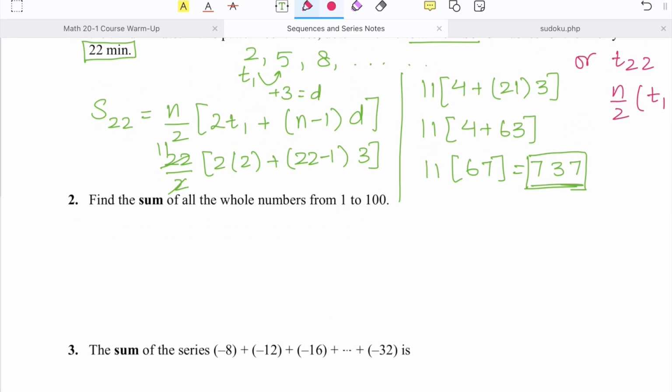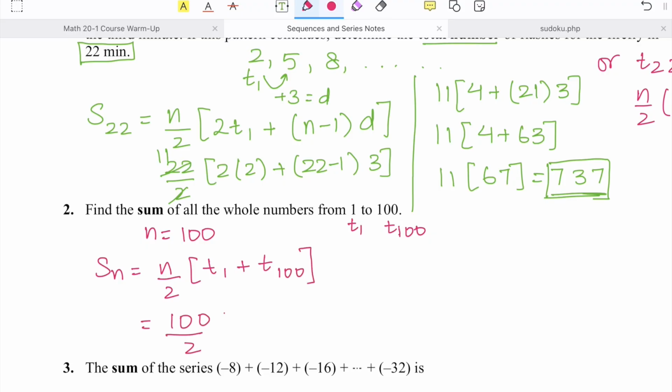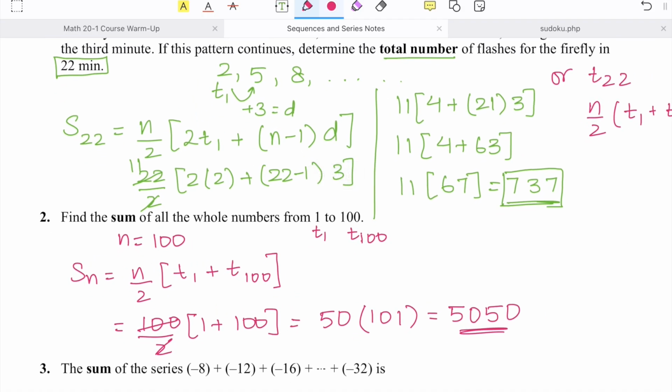The next one, total T1 is 1, T2 is 100. Total number of terms are 100. So we'll just use Sn is equal to n over 2 times T1 plus Tn, or T100, because that's our last term. So 100 over 2 times 1 plus 100. 100 divided by 2 is 50. So I have 50 times 101, which is 5,050. Make sense?